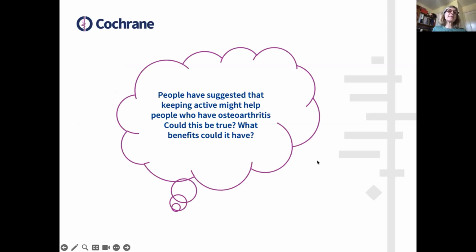Okay, so I'm taking an example about exercise and osteoarthritis. So this is just an example of how you might start when you're thinking about beginning a review. You might have a very vague question in your head about, you've heard that keeping active might help people who have osteoarthritis. Is this true? And what are the benefits that we think that keeping active might have?